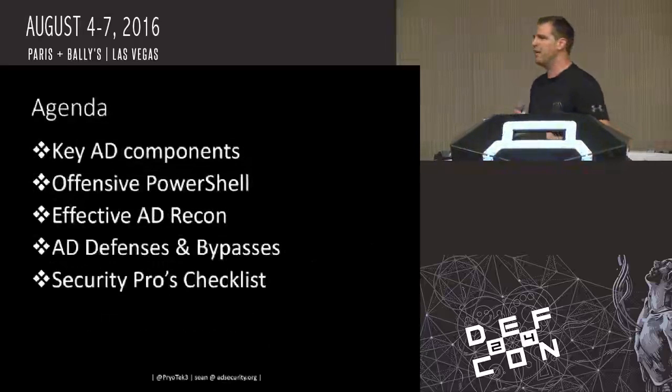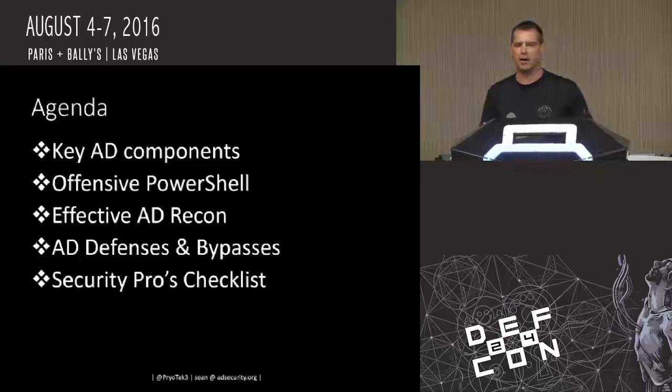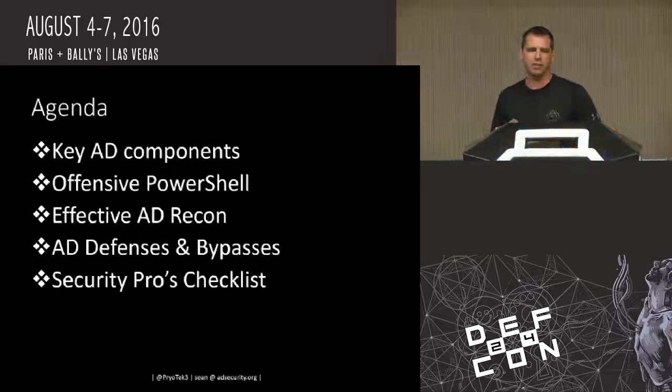So we're going to talk about some key AD components from a security perspective, things I think that security professionals should know about. Some offensive PowerShell stuff, basically how you can bypass some of the new PowerShell version 5 security features. Effective AD recon, and then some of the defenses you'll run into as a red teamer and how to bypass them. And then we'll wrap up with a checklist.